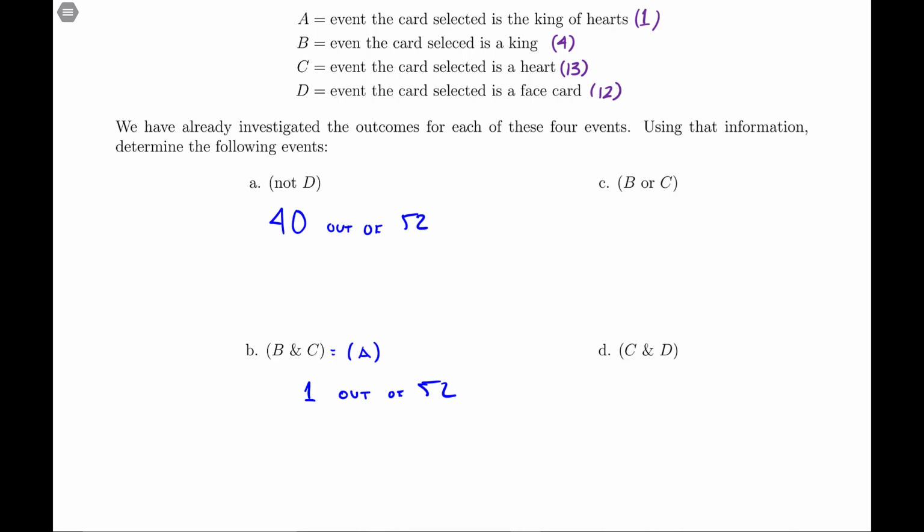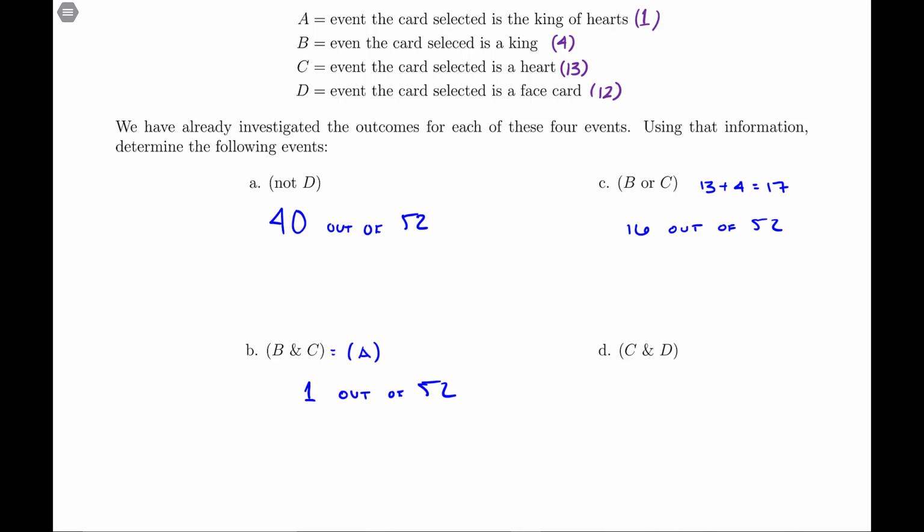For part C, it's the event that it's either B or C. So that's the event that the card is either a king or that the card is a heart. And there are 16 possible outcomes in that scenario. We have 13 hearts and 4 kings. I know 13 plus 4 is equal to 17, and I just told you there are 16 possible outcomes. But what we have to remember is there is one card that has both properties. There is one card that is a king and also a heart. So it can only occur one time. So we actually end up with 16 out of 52.